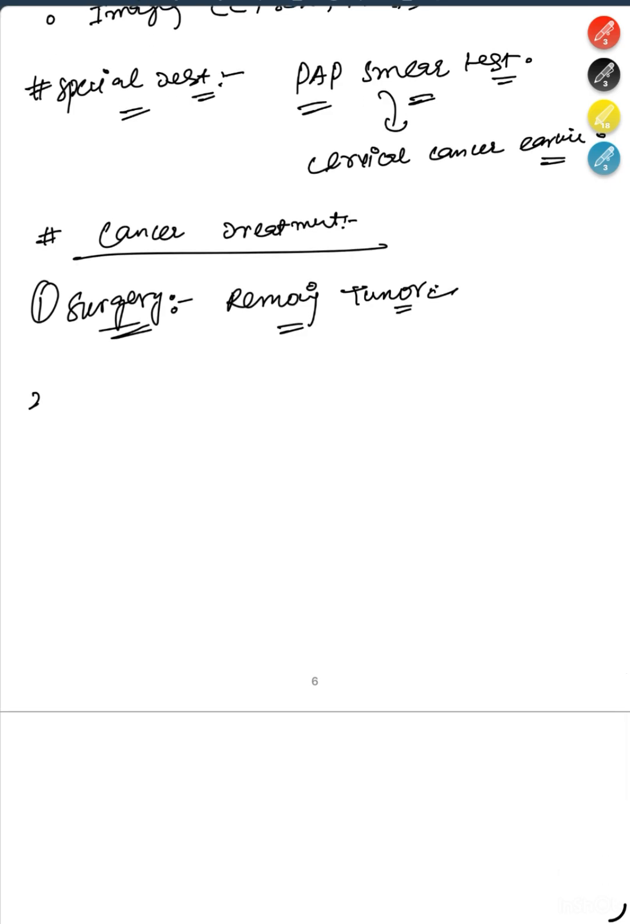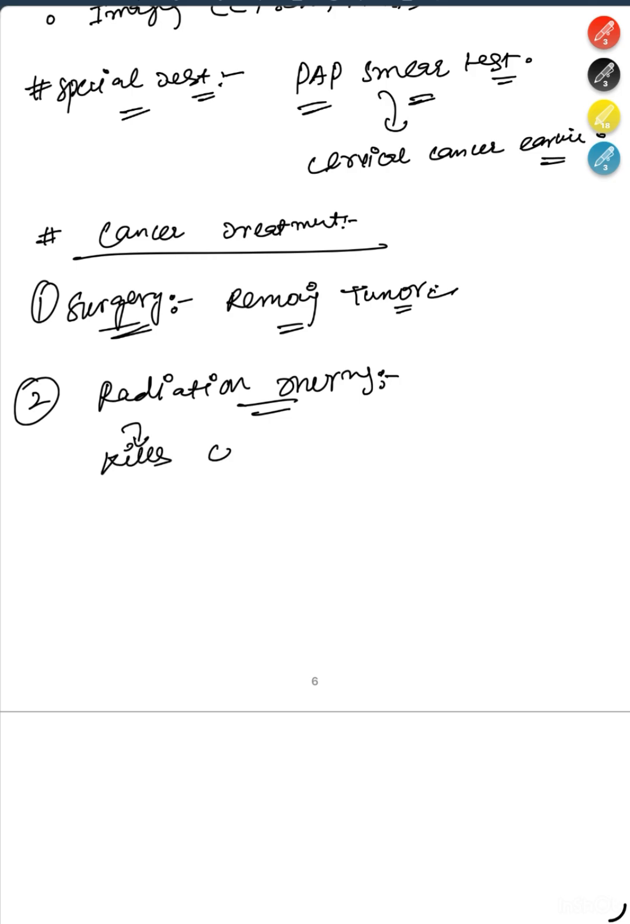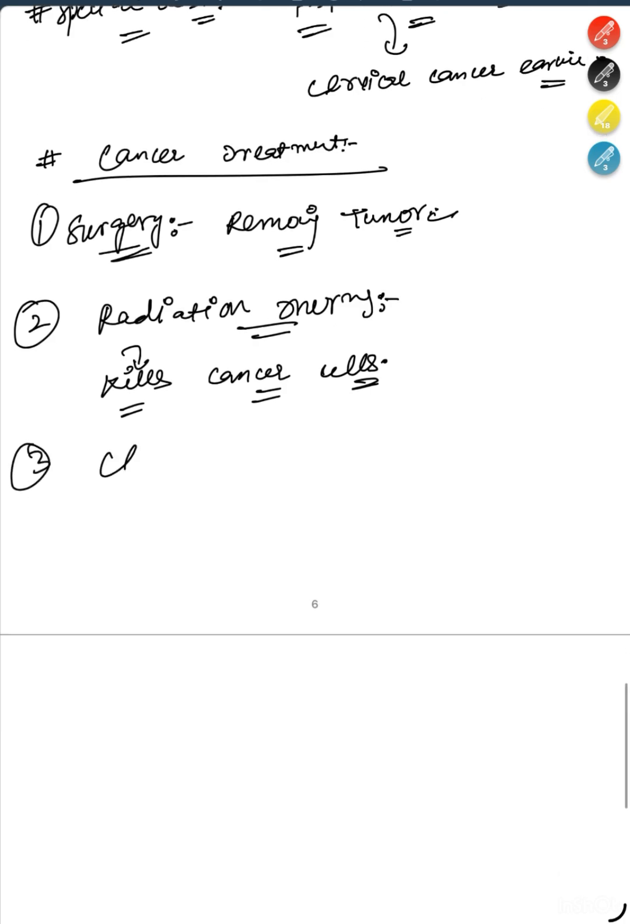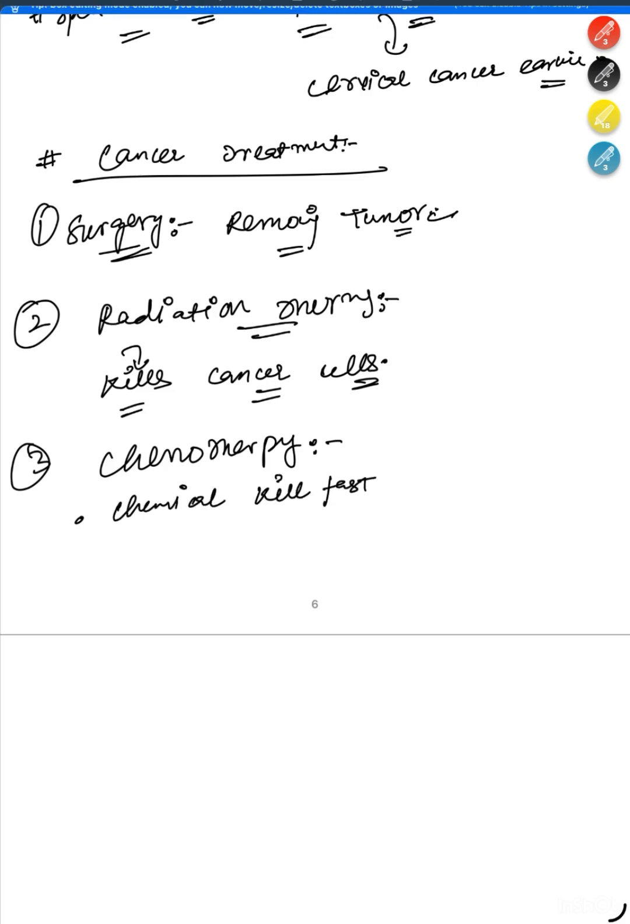Also there's another class of treatment, that's radiation therapy. What does radiation therapy do? It kills the cancer cells. Basically it destroys those cells which are repeatedly dividing. Also chemotherapy. What do we do in chemotherapy? We inject some chemicals into a patient suffering from cancer, and those chemicals kill fast dividing cells.